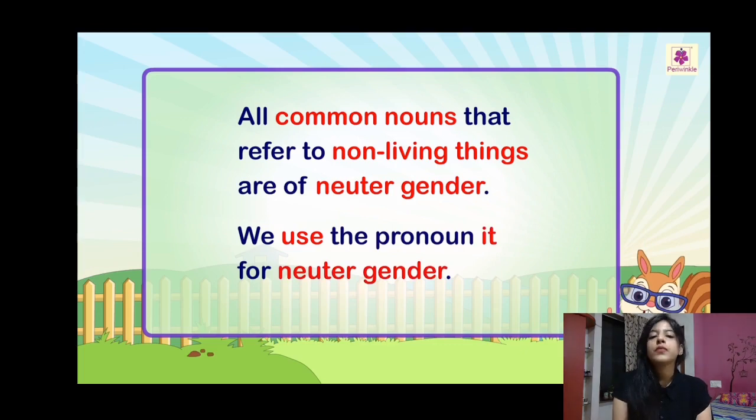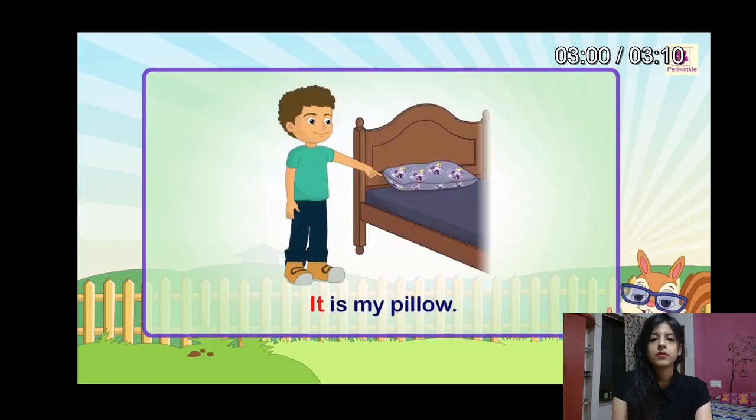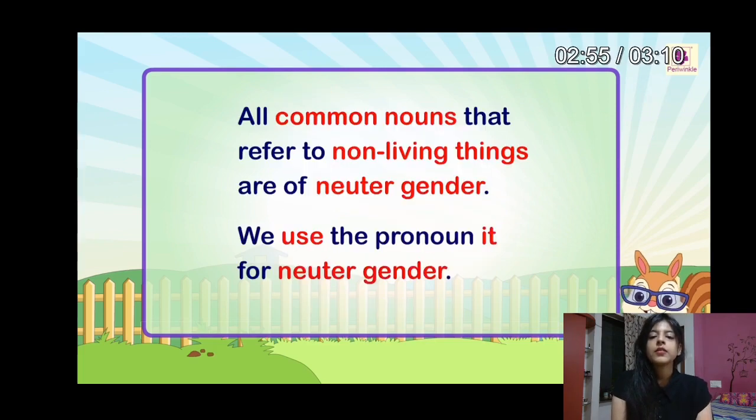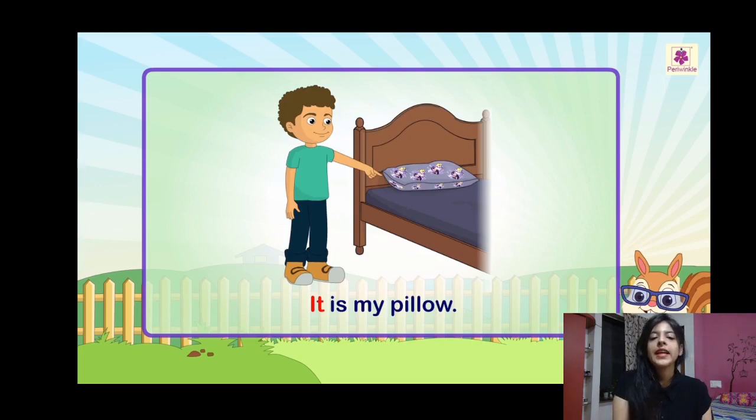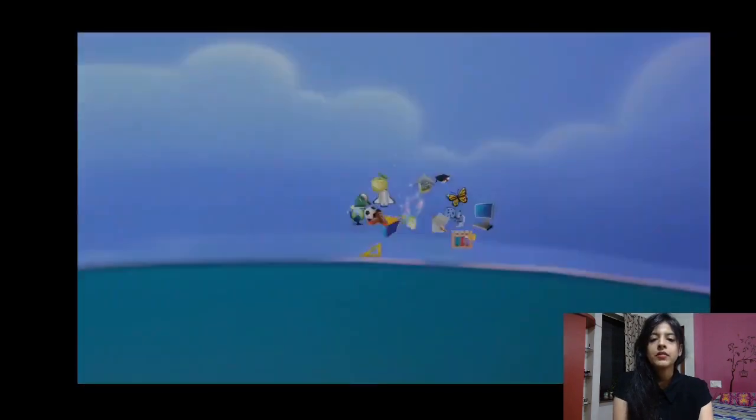We use a pronoun for neuter gender. So what does that mean? We use the pronoun it for neuter gender. If I say she is a girl, we use the pronoun she, right? But things are not male nor female. So we use the pronoun it for neuter gender things. It is my pillow. Because it is neuter gender, we use the pronoun it.